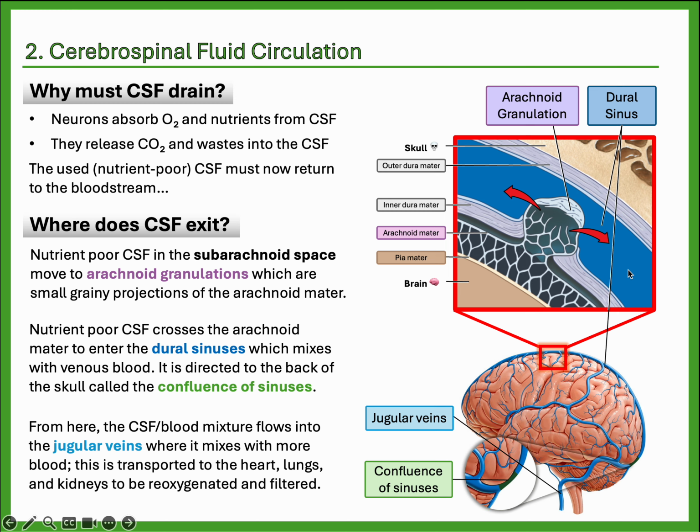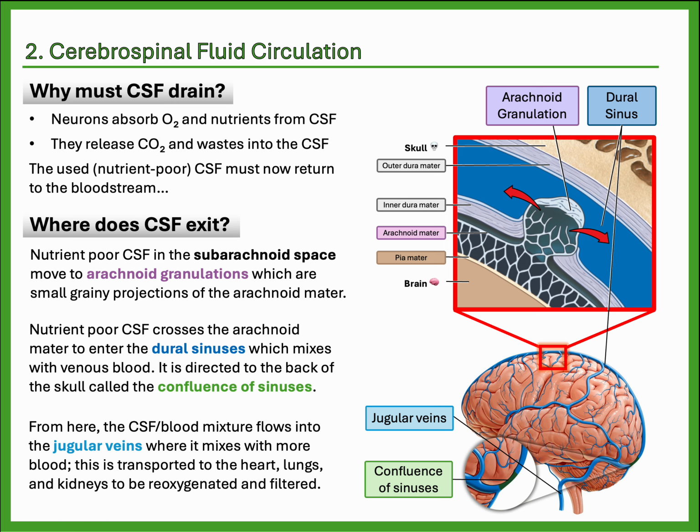That's why it's blue. It's deoxygenated. It mixes with some blood here. Do you see this big vein over here? That's the dural sinus, okay? It is directed to the back of the skull. So all of this flows down to this area here, and that's called the confluence of sinuses. I don't care about that, but it's a converging of the sinuses.